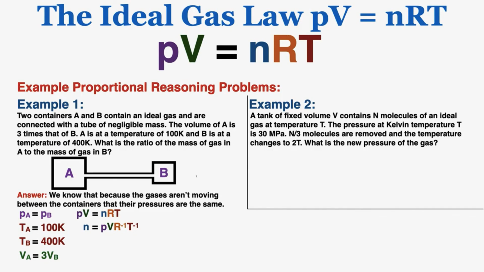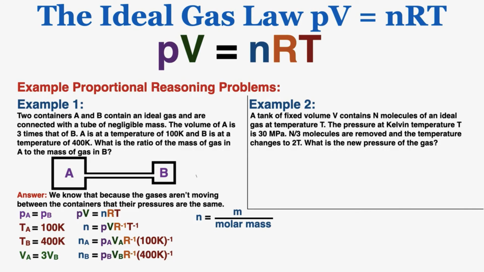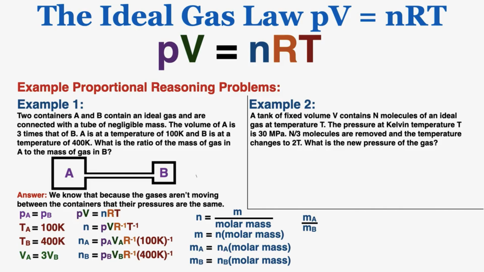And I'm trying to compare the mass, which I know has something to do with the number of moles, so I'll rearrange to isolate the number of moles. The number of moles in A is equal to this, and the number of moles in B is equal to this, just based on the variables that I have. I know that the number of moles is equal to the mass over the molar mass, so therefore the mass by itself is the number of moles times the molar mass. So this is the mass of A, and this is the mass of B. And this is the ratio between them because that's what we're trying to find.